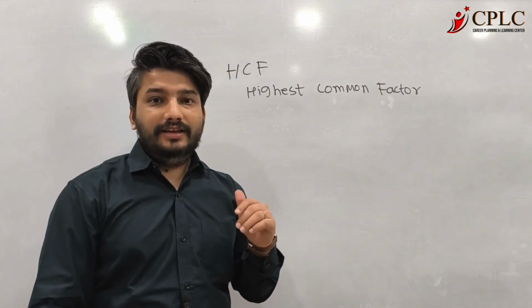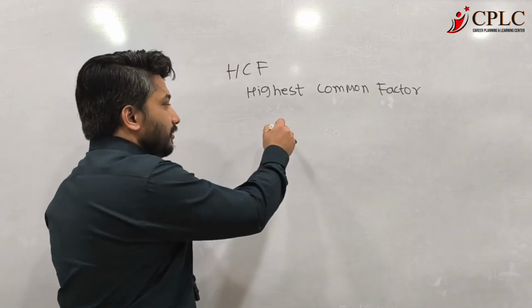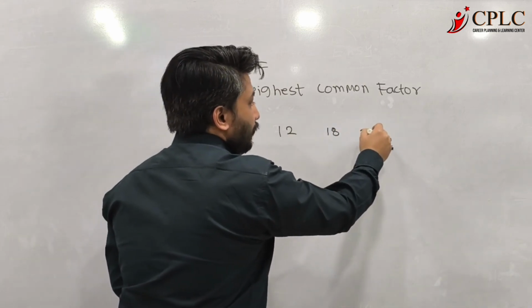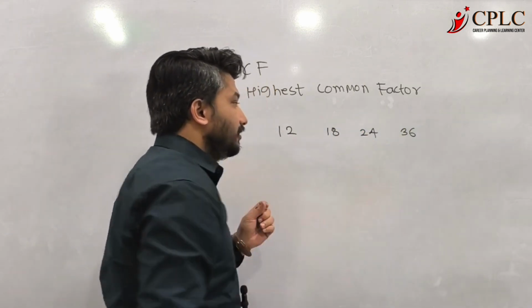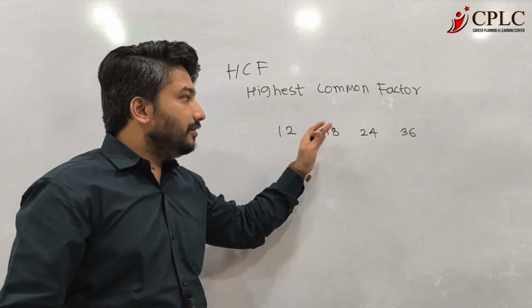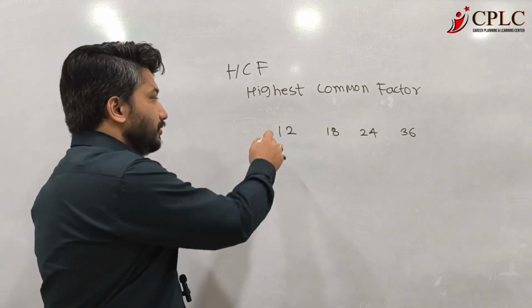Okay, let's take the other example of how to calculate HCF. So the numbers are right now 12, 18, 24 and 36. Suppose these are the four numbers, and we want to find out their HCF. How do we do this? So we can do the same thing.